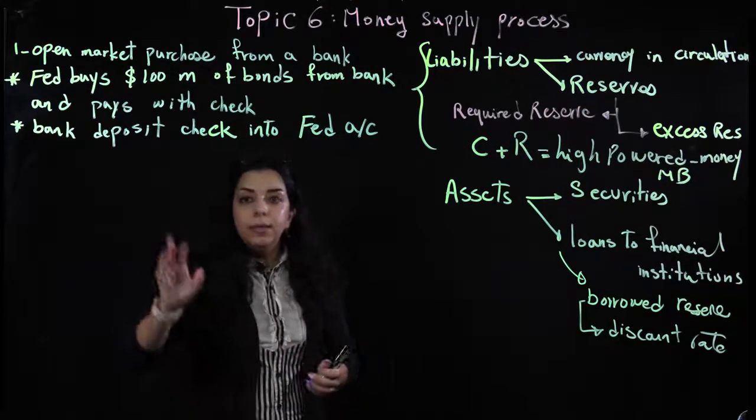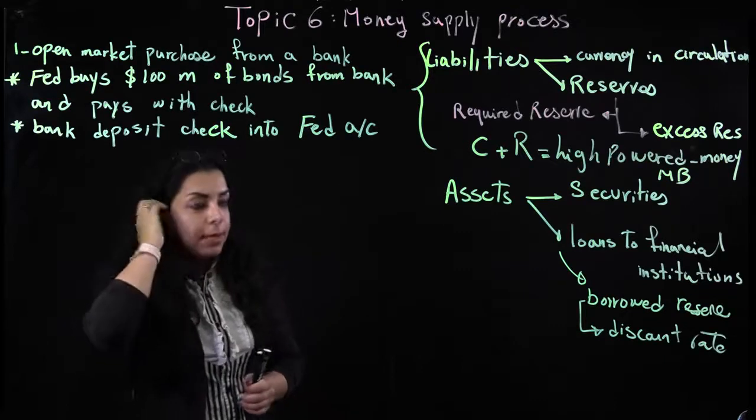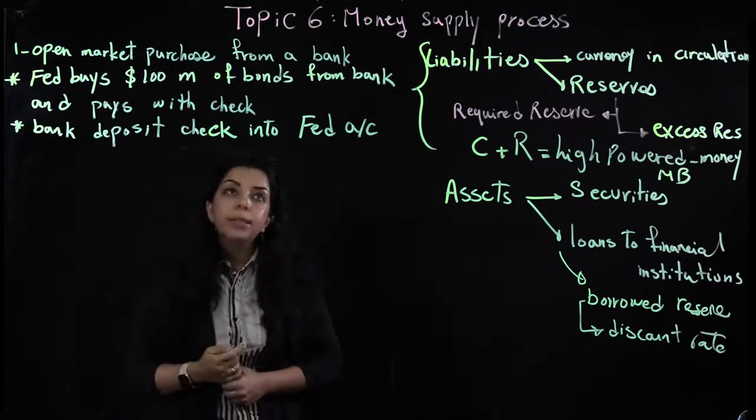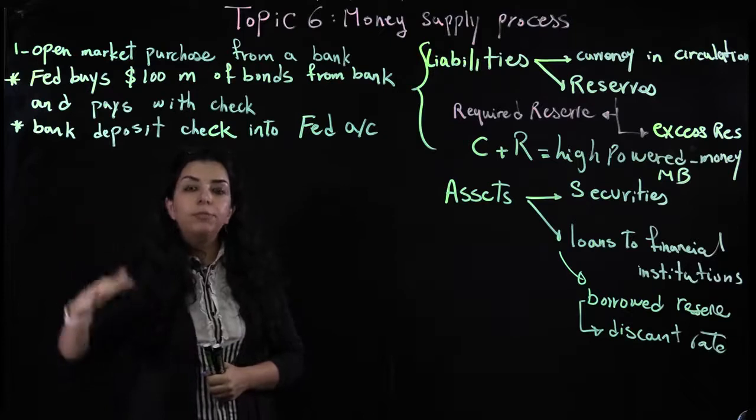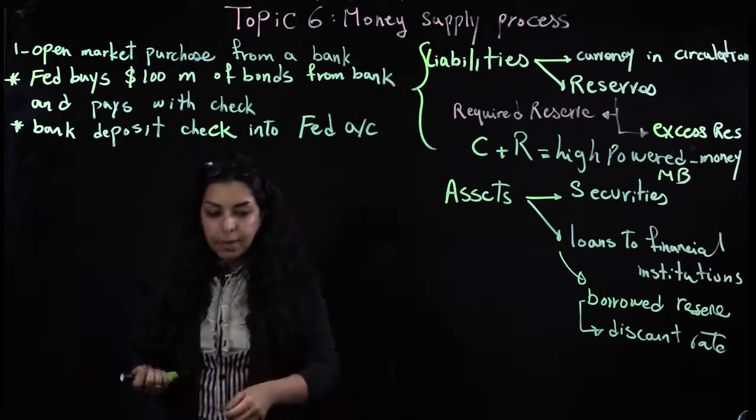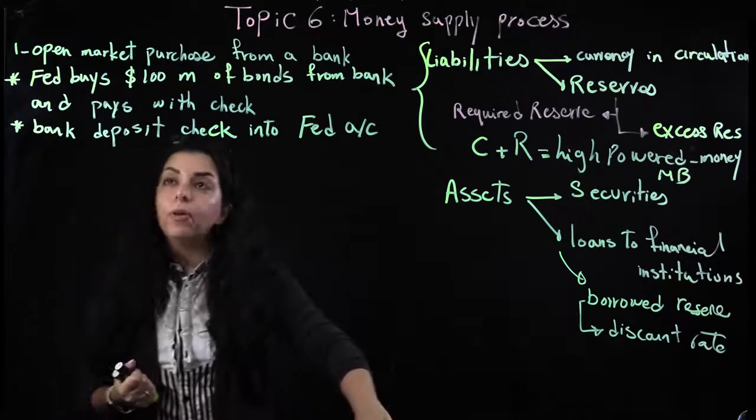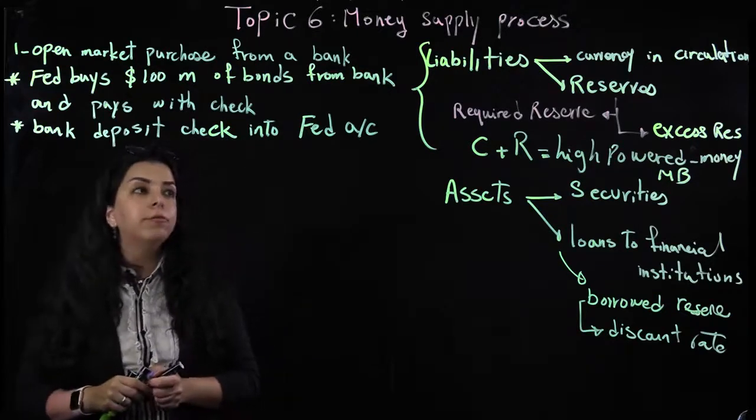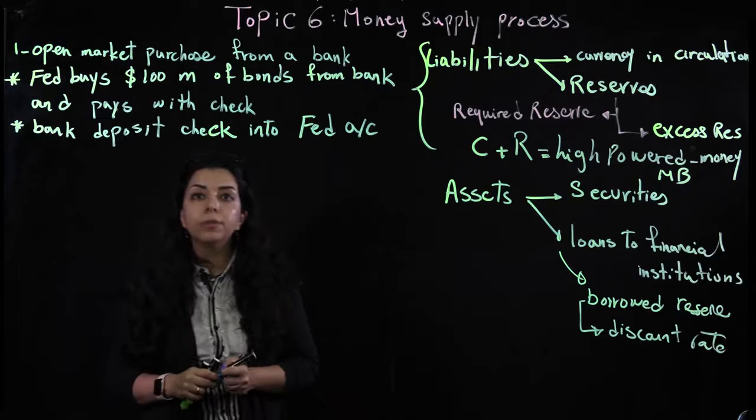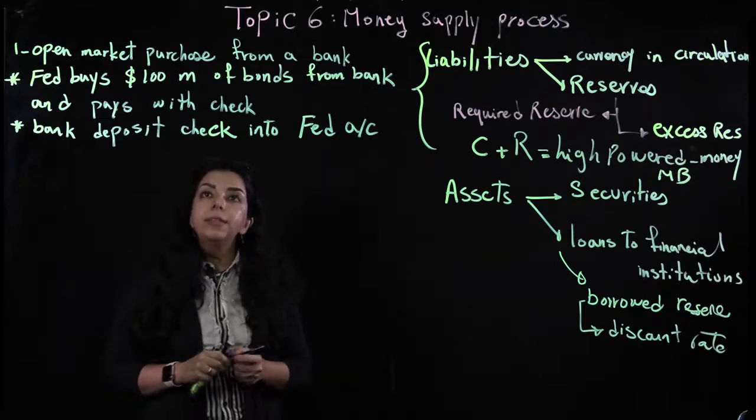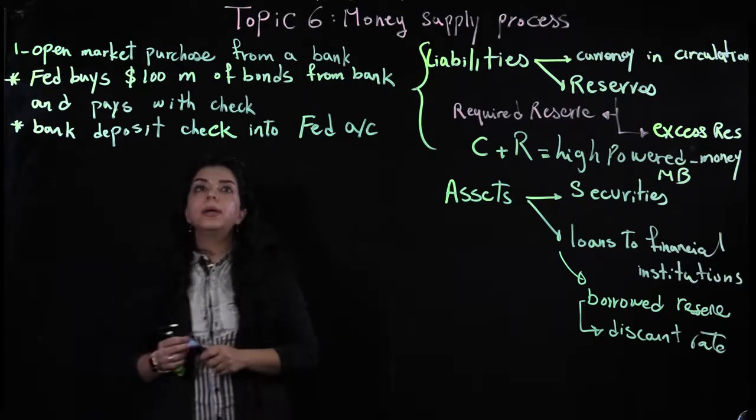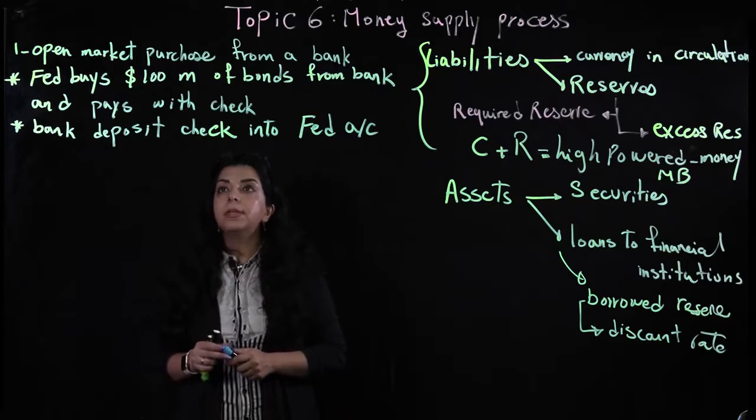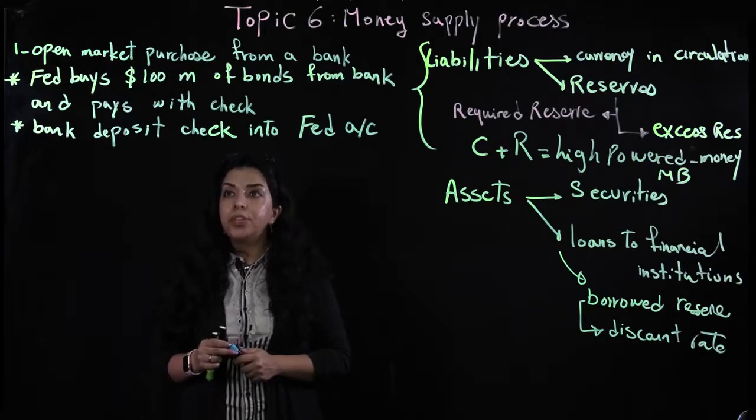Now let's do some examples so that we understand better. For example, we want to start from different policies of the central bank, and we want to know how these policies are going to affect the T account of the banking system and the T account of the central bank. The first example is saying that the Fed is performing an open market purchase.